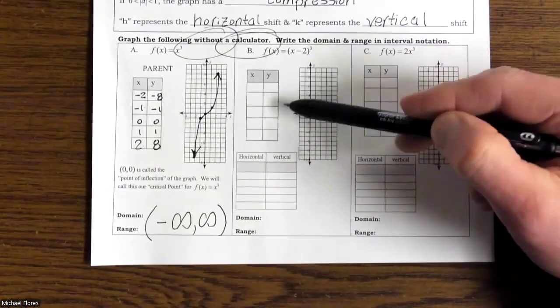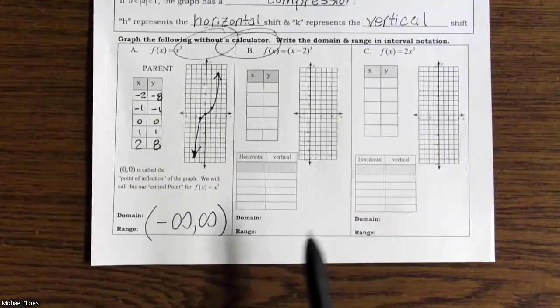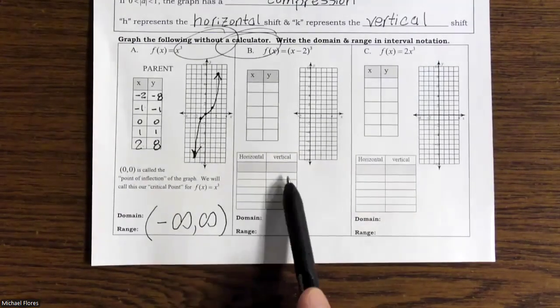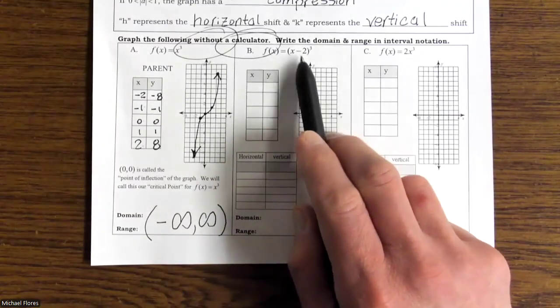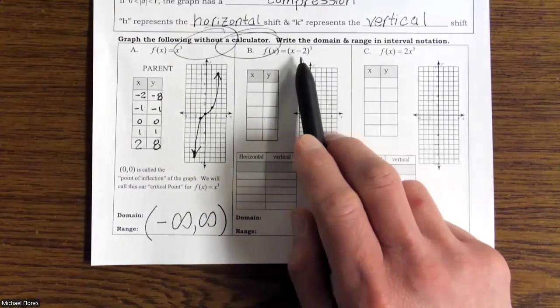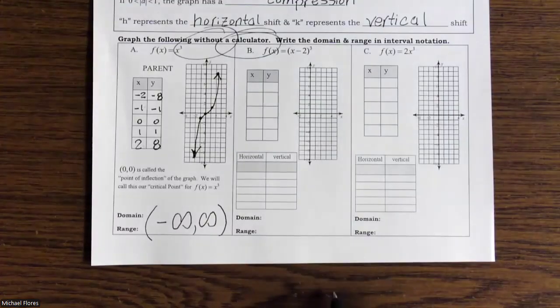Now here is where they want us to list the parent table again, but we already did that. I'm not going to duplicate my efforts here. And here we're going to build a transformation table. Learning how to use a transformation table makes graphing incredibly simple when there are transformations to a particular function. So here in parentheses, x minus 2 means we are going right 2. Our graph is going to shift to the right 2 from the origin.